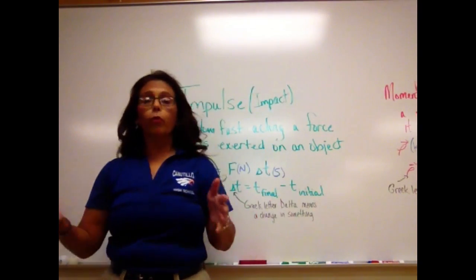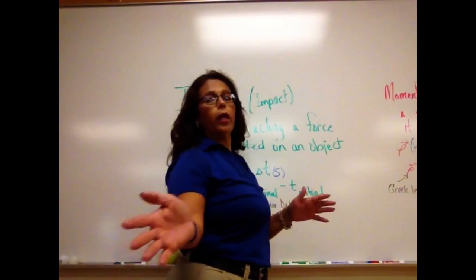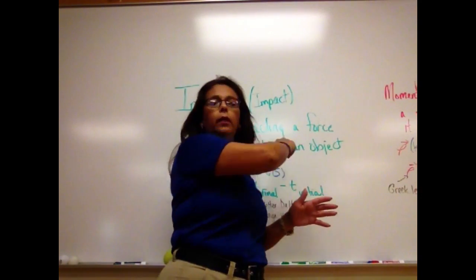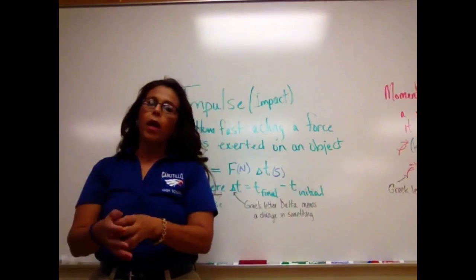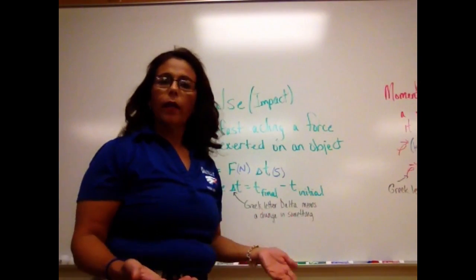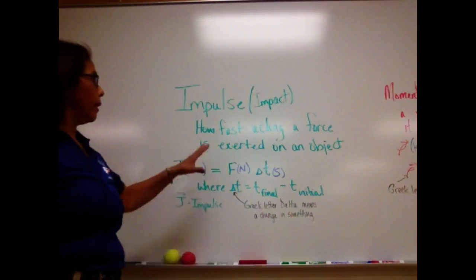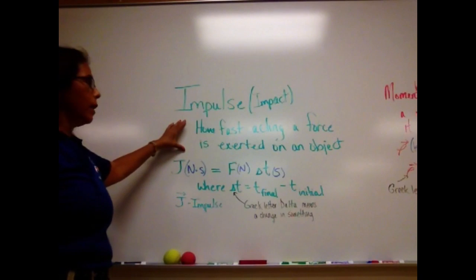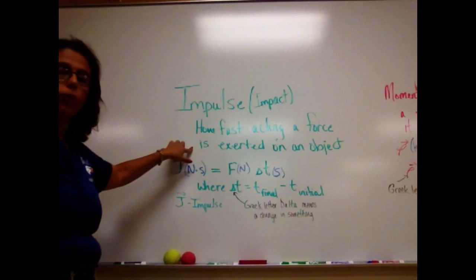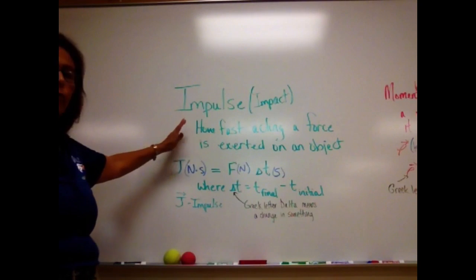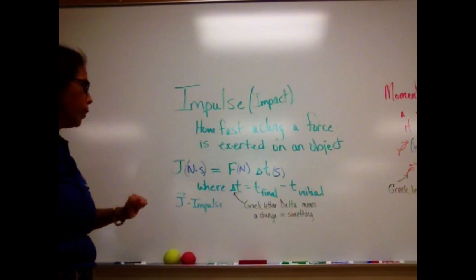In tennis, we would do the swing. As you're swinging, you want to follow through completely so you can maximize the amount of time the racket is on the ball. So in science, we define this as how fast acting a force is exerted over an object. How fast acting a force is on an object is known as impulse.